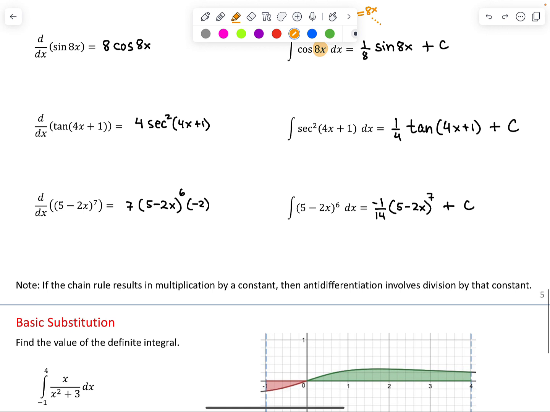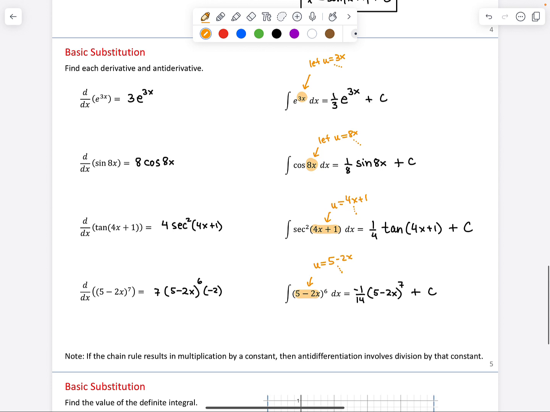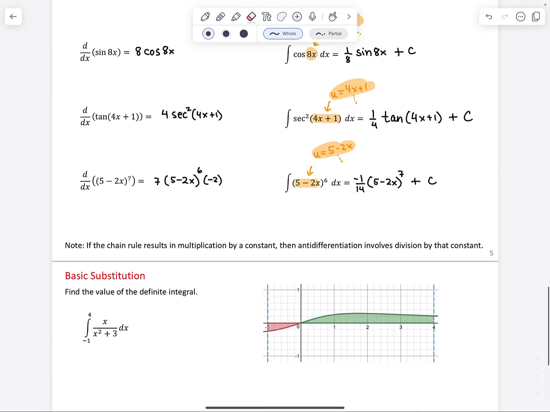Now, these last two, you could have done formal substitutions. In this case, let u be 4x plus 1 and then go through the motions of a substitution. And in this case, we would have let u equal 5 minus 2x and then gone through the motions of a substitution. Now, what's consistent about all of these is that if you had done the formal substitution, notice all our choices of u have derivatives that are just constant. So note that if the chain rule results in multiplication by a constant, then anti-differentiation will involve division by that constant. This is a pattern we are seeing in these 4 examples. Okay, and then the last page.